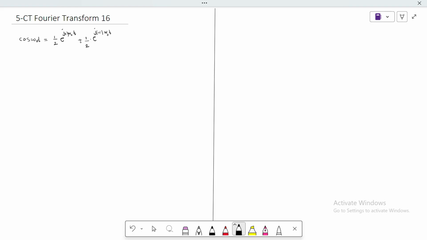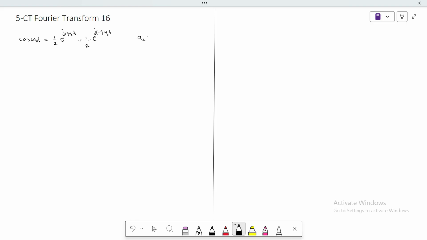So this is the Fourier series representation. This is the k value equal to 1. This is k equal to minus 1. So this 1 by 2 is a1, and this 1 by 2 is equal to a minus 1. So this is the Fourier series representation for cos omega naught t.